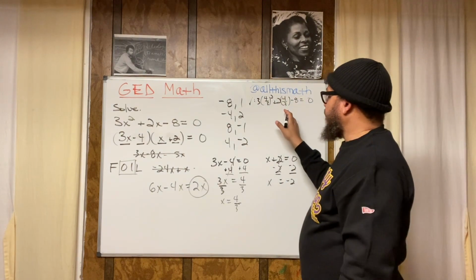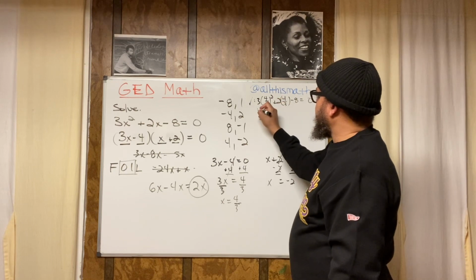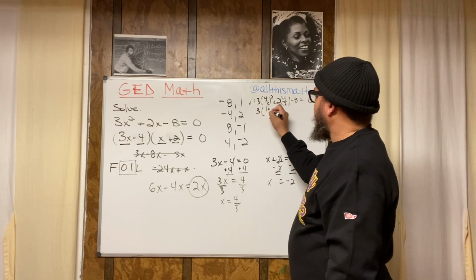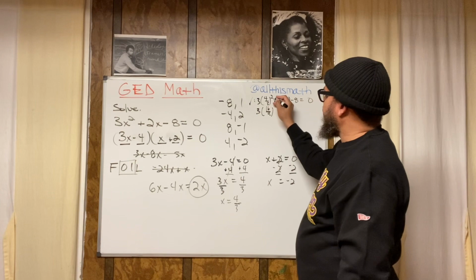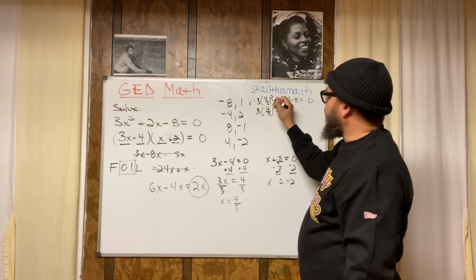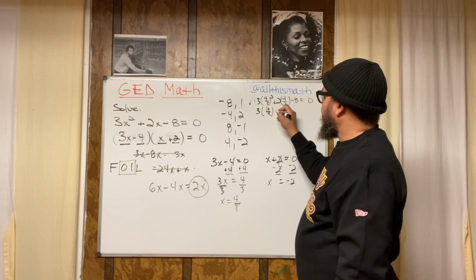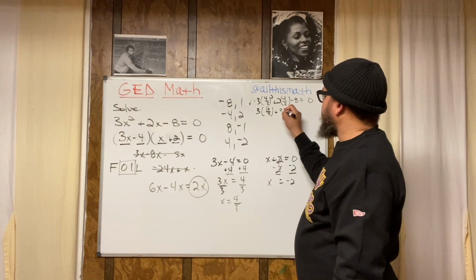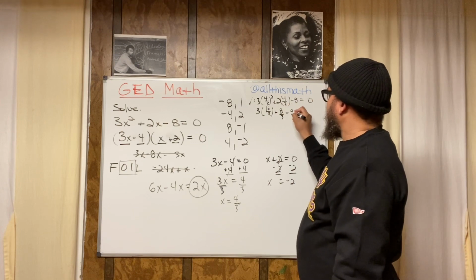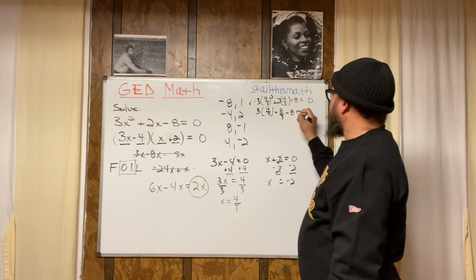Let's use order of operations. 4/3 squared is going to be 16/9. Why is it 16/9? Because 4 squared is 4 times 4. That's 16. 3 squared is 3 times 3. That's 9. And then we got 2 times 4/3, which is 8/3. And then minus 8 is equal to 0.